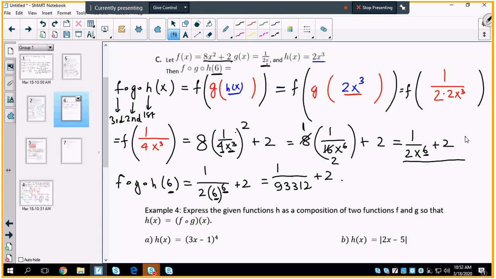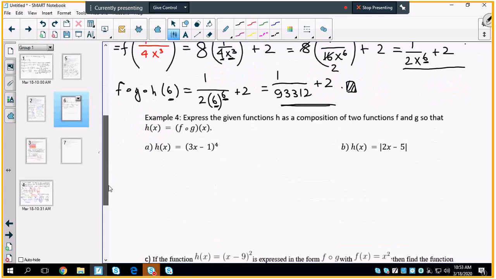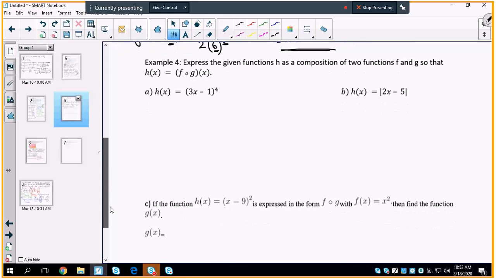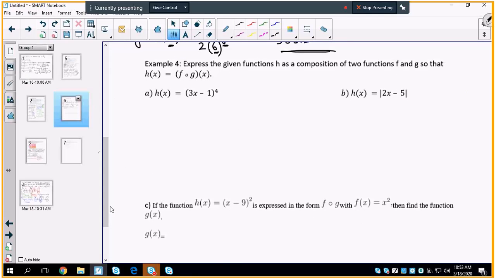If you want, you can find the common denominator and combine these two, but I would say that we're good at this point and we can leave my answer this way. So that kind of wraps up talking about composition. The next set of examples, I will give you the composition as in f compose g, and you want to decompose them separately for the functions f and g.